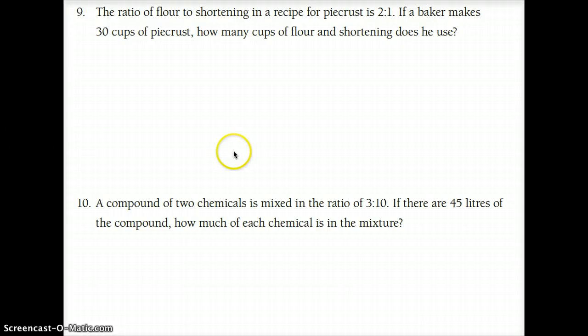We're on question 9 in Build Your Skills, and we're looking at the ratio of flour to shortening in a recipe for a pie crust is 2 to 1. If a baker makes 30 cups of pie crust total, they want to know how many cups of flour and shortening does he use. So in this instance, we're given the ratio of flour to shortening, okay, and that is 2 to 1.